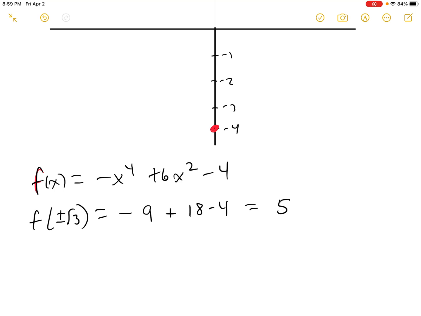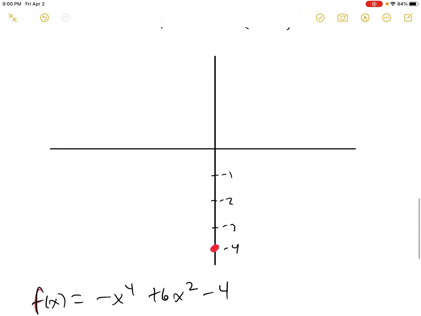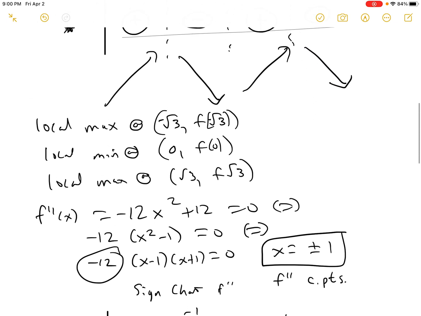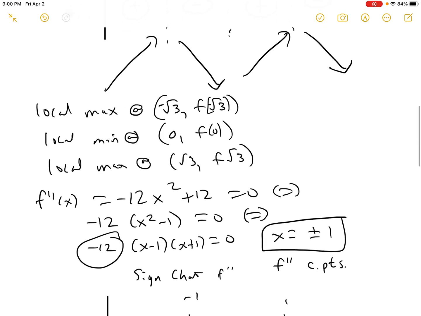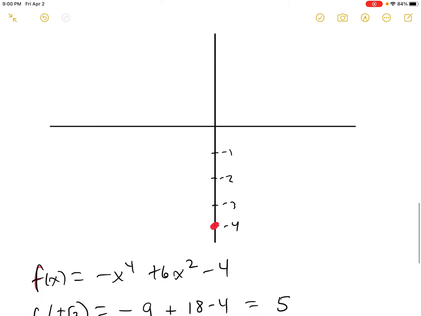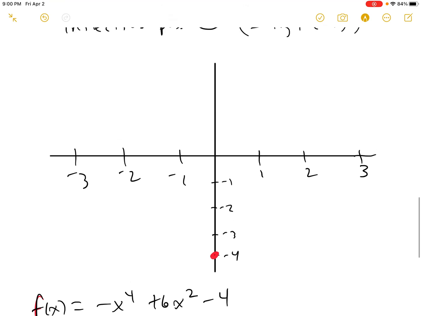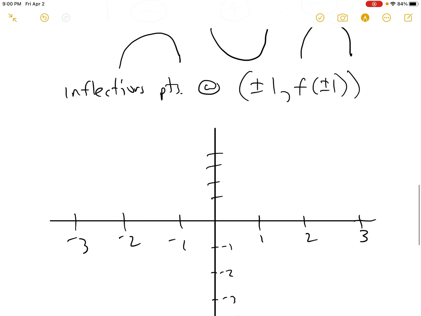Right, so root 3 squared is 3, 3 squared is 9. Okay, root 3 squared is 3, so 16. So there we go. So what do we have here? We have maxes at root 3, minus root 3, comma 5. So go 1, 2, 3, minus 1, 1, 2, 3, 4, 5. So square root of 3 is somewhere over here, and minus the square root of 3 is somewhere over here.